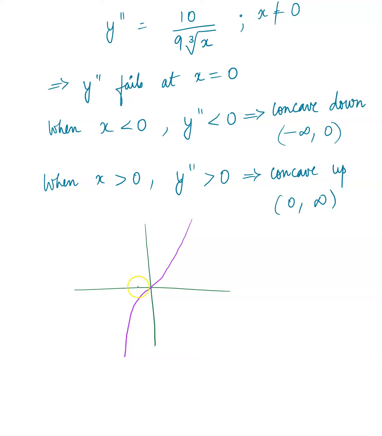So here what we see is this portion here, right? We said this is concave down. And this portion here is concave up. So we got that. You notice something happens here. We said that at 0, right, y double prime fails. So something happens there, and that place where y double prime fails, which is the 0 position, the origin, that's called the point of inflection. So I'm going to define that shortly.